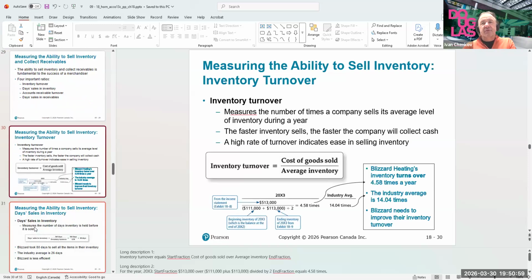Now let's go to the first ratio, inventory turnover. We're going to get it as a calculation between the cost of goods sold divided by average inventory during the year. How are we going to get the average? Inventory at the beginning plus the inventory at the end of the year divided by 2. Simple average, nothing more, nothing less.